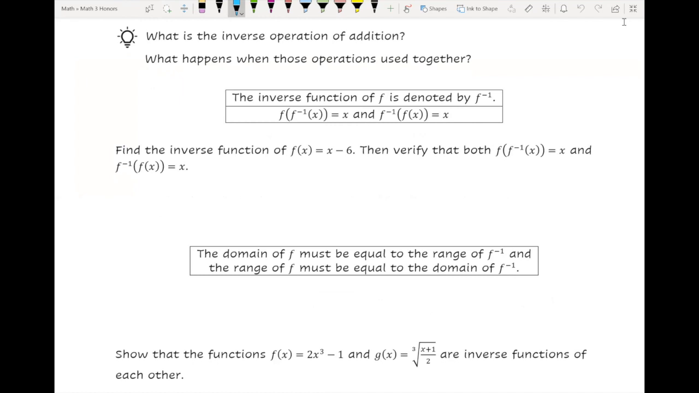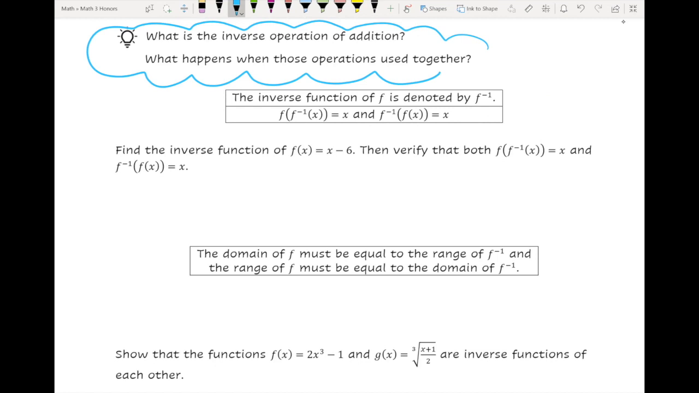Inverse functions today, and we've got a little idea that we want to remind ourselves of first. This is probably from a long time ago. What is the inverse operation of addition? And I think you guys know that the inverse or the opposite of addition is subtraction. So what happens when those operations are used together?